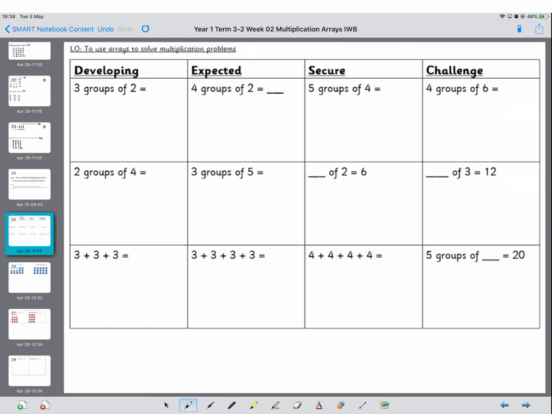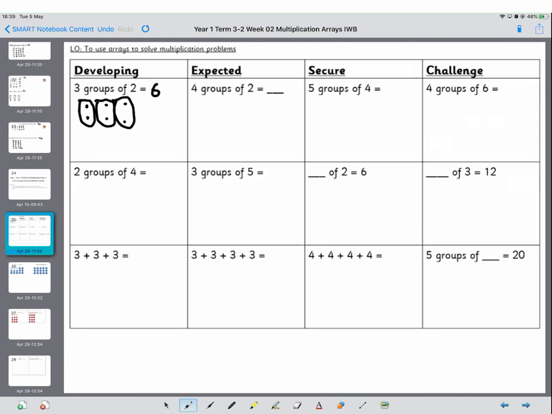Okay, so your starter is to do with using arrays. Now you could use counters or you could simply use dots. I'm going to show you how you could do the first one using dots. So one group of two, two groups of two, three groups of two. So do you see the way we've ended up with three groups? Three groups of two, and that makes a total of 6. So have a go at using dots or using counters to work out what the answers are to each one of these, and when you're ready, start the video again.